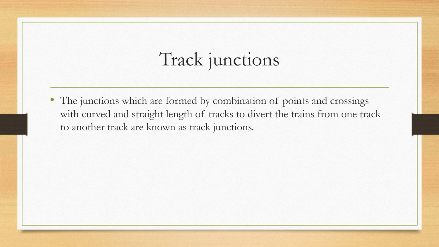Acute angle crossing. The arrangement made when the right-hand rail of one track crosses the left-hand rail of another track at an acute angle is called acute angle crossing. Diamond crossing. The arrangement made when two tracks of different gauges cross each other at an obtuse angle is known as diamond crossing.